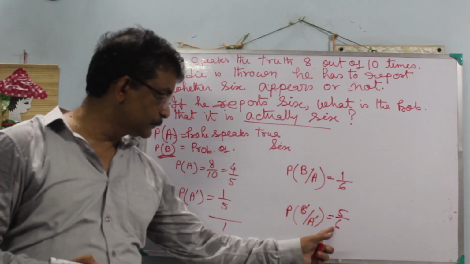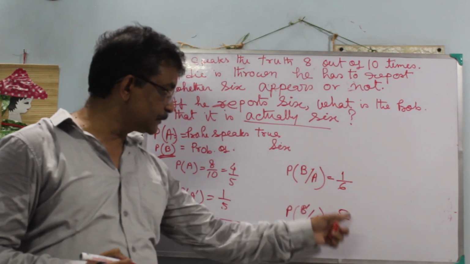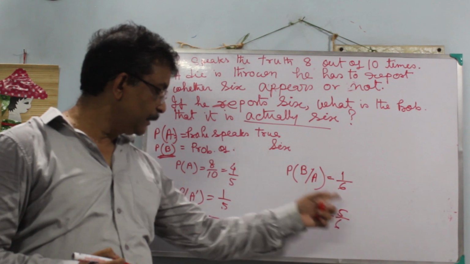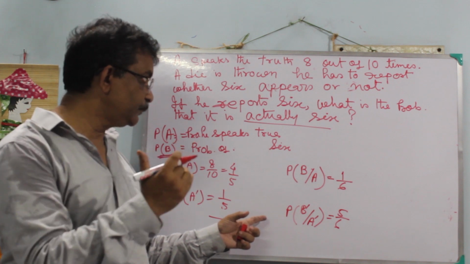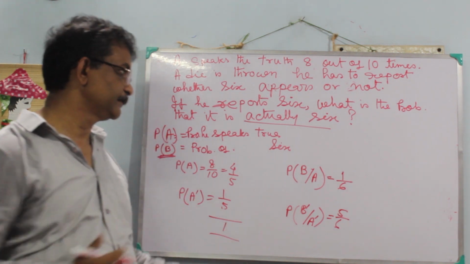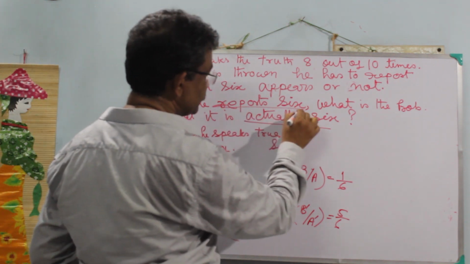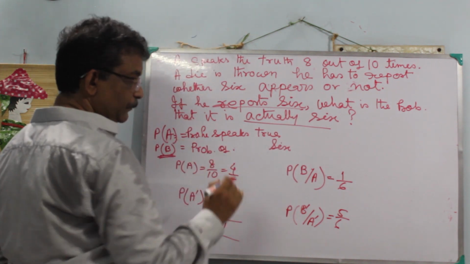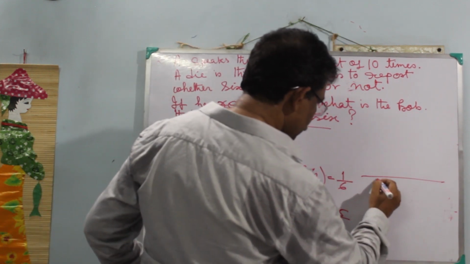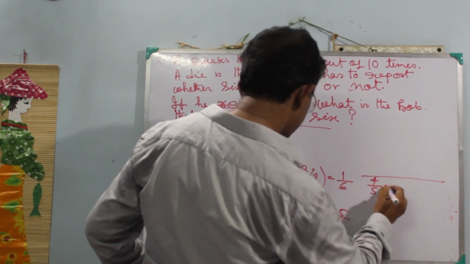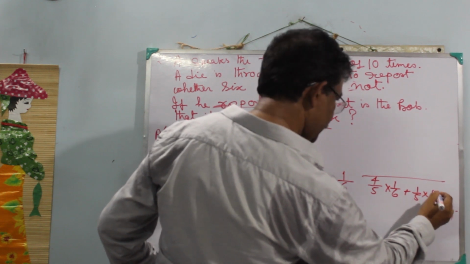He speaks false and 6 does not appear. So what would be the reporting? Reporting would be that it is 6. So what is asked? If he reports 6. So what is the probability of reporting 6? This into this plus this into this. That means 4 by 5 into 1 by 6 plus 1 by 5 into 5 by 6.